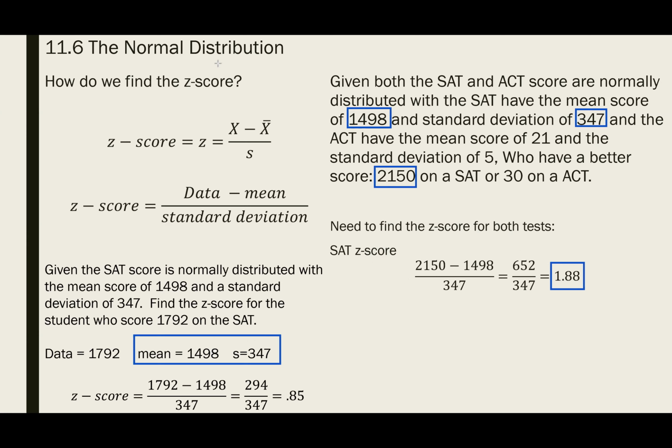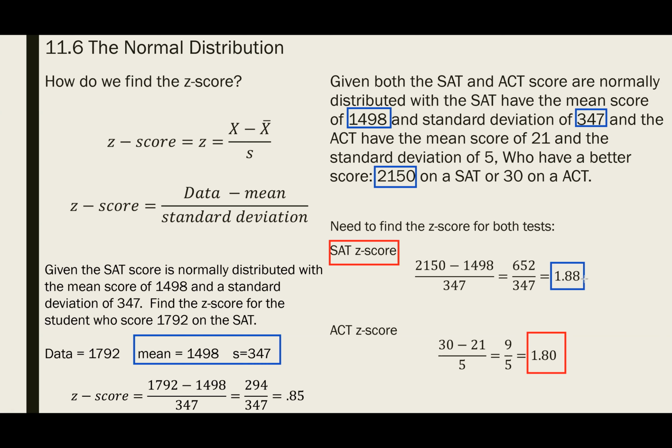Now, if you convert or find the z-score for the ACT, the mean is 21, the standard deviation is 5, and the score is 30. So, 30 minus 21 divided by 5. You can see that for the ACT, the z-score is only 1.80. Because the z-score is higher for the SAT, compared to an ACT student, this SAT student has a higher grade, right?